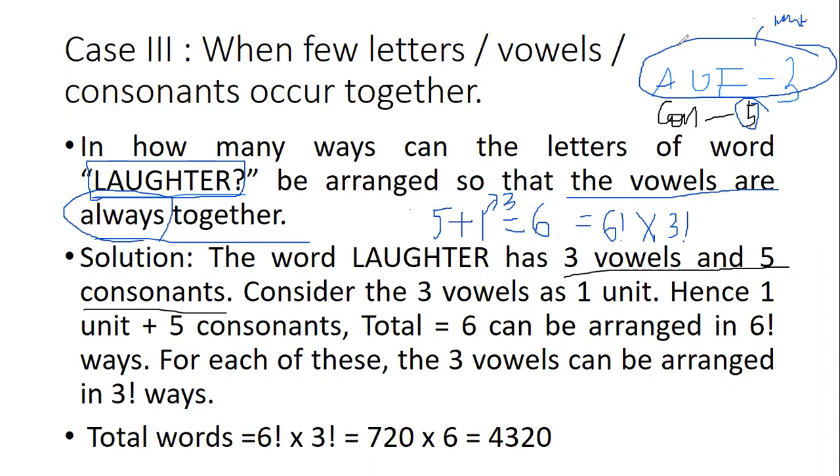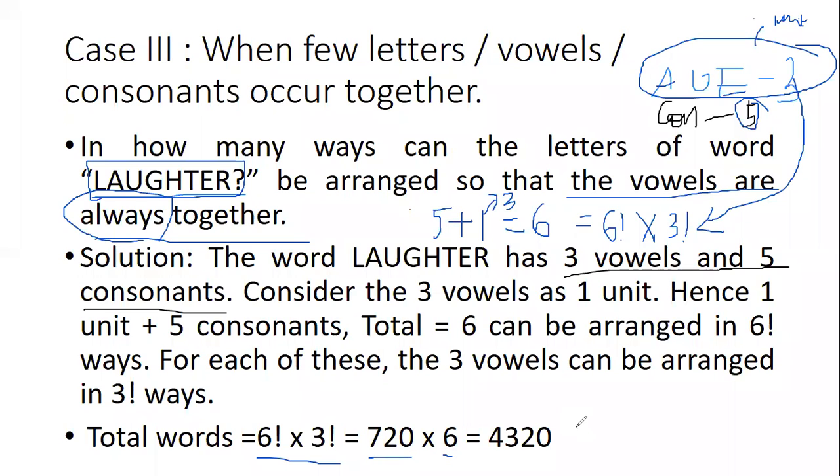Along with that, I have 3 vowels, which is one unit. So these 3 vowels also can be arranged in different ways. So I consider them as 3 factorial ways. So the total words that I can form is 6 factorial into 3 factorial. So please find out what is 6 factorial. You will get the value as 720, and 3 factorial is nothing but 3 twos are 6.